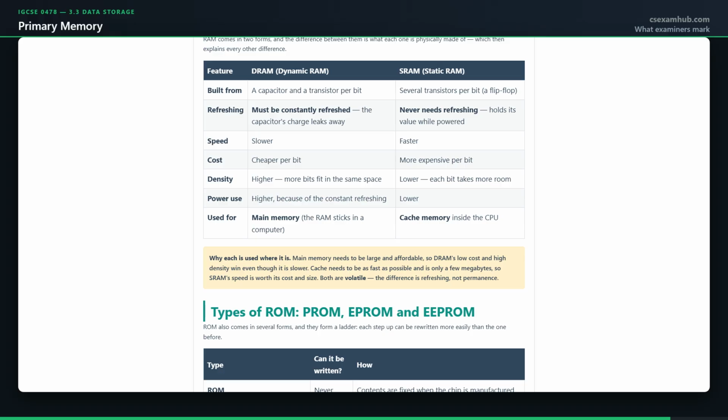Third, the difference between EPROM and EEPROM is ultraviolet light versus electrical erasing, and whether the chip has to be removed. And fourth, never use memory and storage as synonyms. If you mean the hard disk, write secondary storage. If you mean RAM, write primary memory. Examiners cannot award a mark for the right idea expressed with the wrong term, because the term is what is being tested.